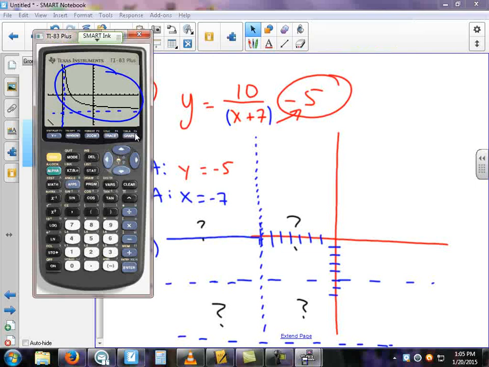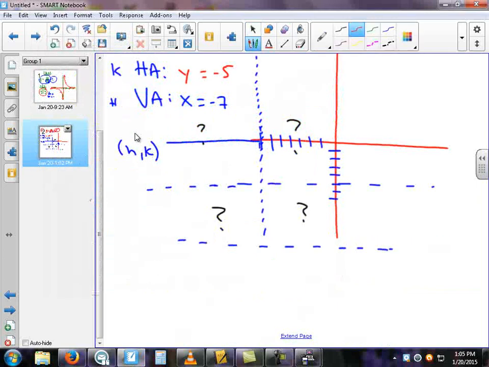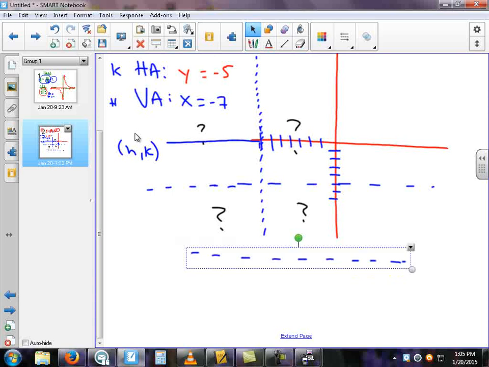So I just want to mimic this graph onto the page that I have in front of me, and so what I'm going to do, this line's not here.